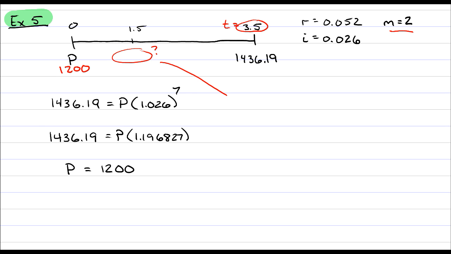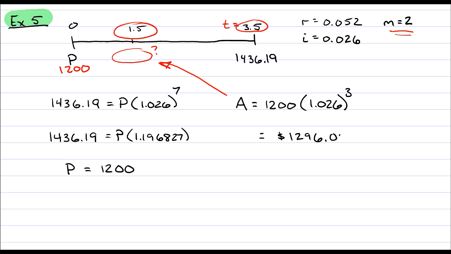So now, if I want to figure out how much money is in the account after 1.5 years, this is just an issue of finding the accumulated value, but using t equals 1.5. So my accumulated value is my initial principal times 1.026, and then I now am using 1.5 as my number of years. 1.5 times 2 is 3. So if I calculate that, I plug all that into the calculator, and I get $1,296.05.